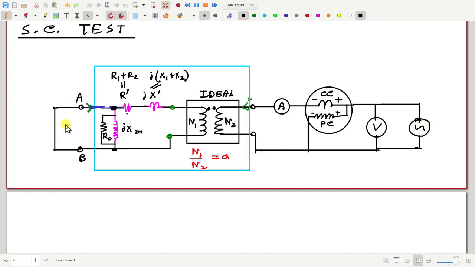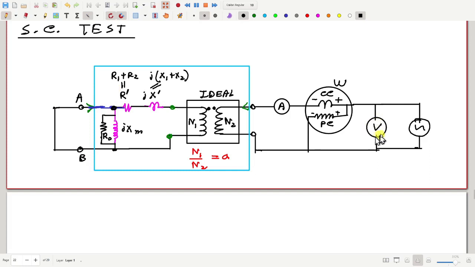Now, the wattmeter will give you some reading. Now, who is consuming that power? Where is that power consumed? Who can tell me? It is consumed by R prime only, because through R naught there is no current, it is bypassed by a short circuit, so R prime is consuming the power.